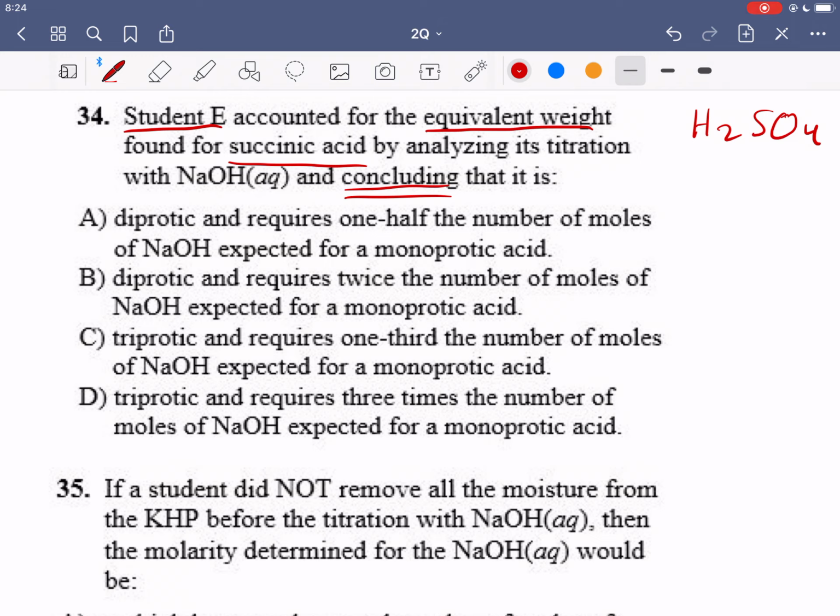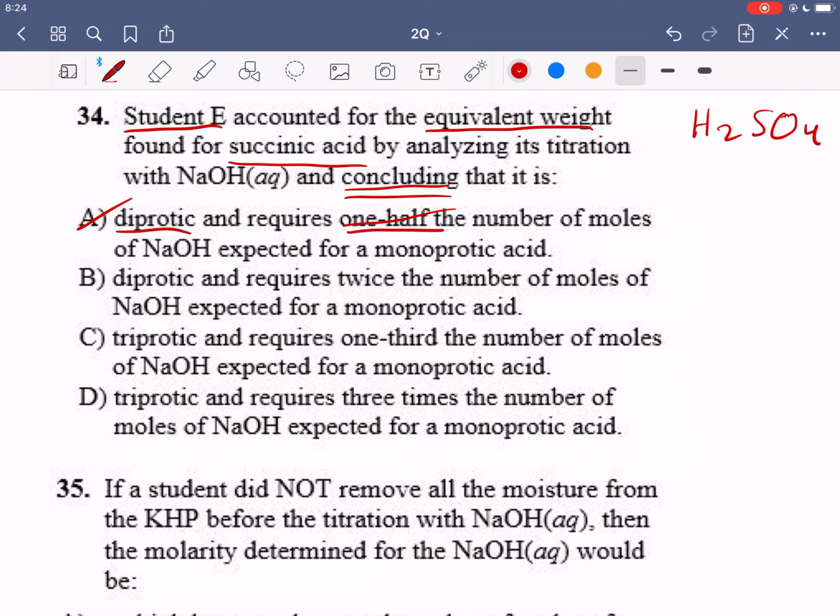I want to remove some answer options first by using logic. For example, answer option A is saying that if it were to be diprotic, then it requires half the number of moles of NaOH that you would for a monoprotic acid. That doesn't make any sense. If something was diprotic, that would mean that it releases more than the expected protons. It releases double the number of protons, so it makes no sense why it would be half the amount of NaOH needed to completely deprotonate this and neutralize the solution. So it shouldn't be half, the direction should be the other way. It shouldn't be divided by 2, it should be multiplied by 2.